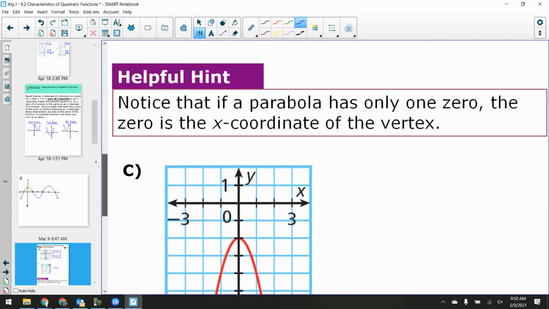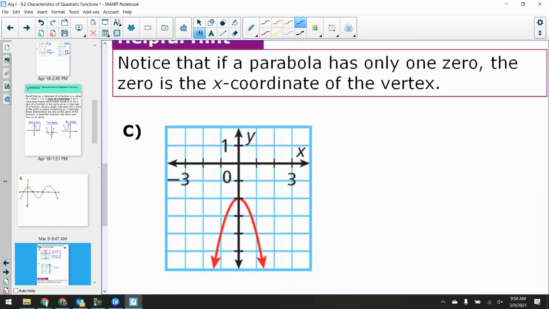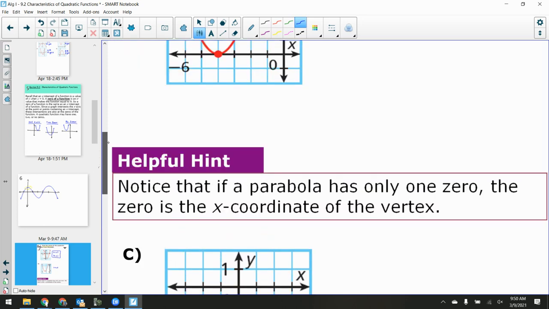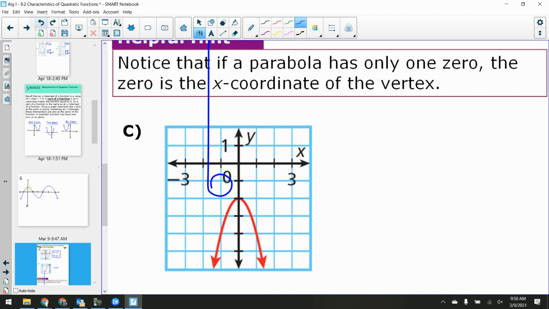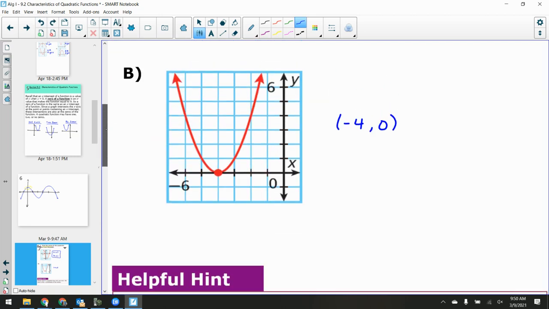Okay? Notice that if a parabola has only 1 zero, the zero is the x-coordinate of the vertex. Oh, that's a good thing to point out. Do you notice how, if it bounces off the x-axis, that point where it hits the x-axis is also the vertex point, right? That's true. Whenever it only has 1 zero, the vertex is the zero.